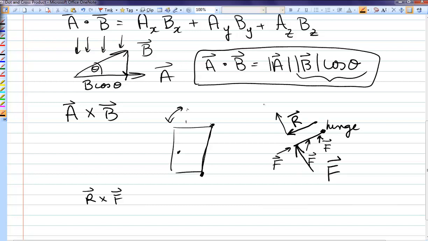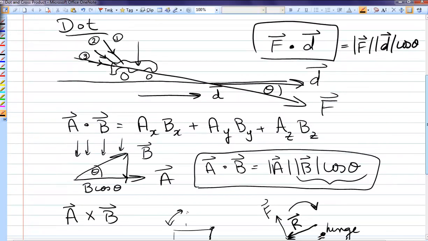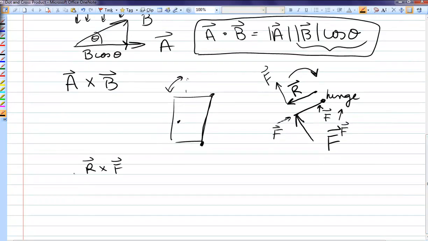So if you take R, turn it toward F, the door would rotate that way. And we all know, of course, this is torque. So this is a beautiful way to put a whole bunch of information into a very small, concise mathematical expression. Cross product's a very common thing. So it has to do with torque.